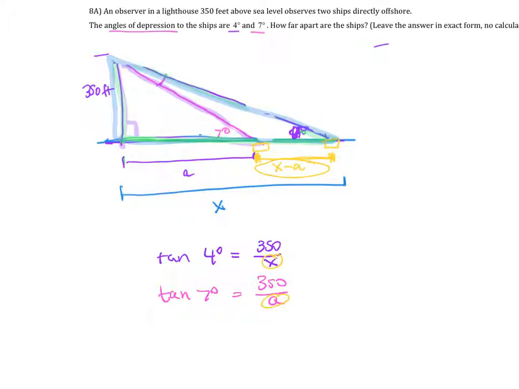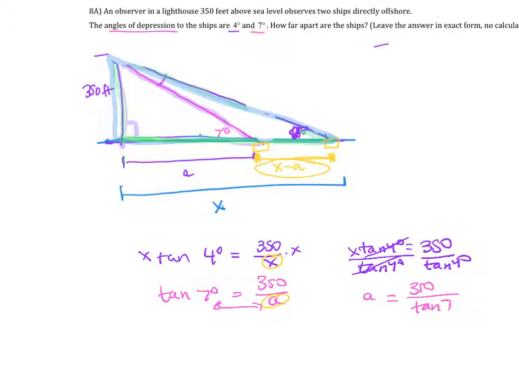Let's rewrite these equations to get them isolated. We can multiply by x on both sides, and we get x tangent of 4 degrees equals 350. I know some of you can probably do this without that step. Then over here, we could do the same thing. Really, if you see it, you can just rewrite it. These switch places. So a equals 350 over tangent of 7 degrees.